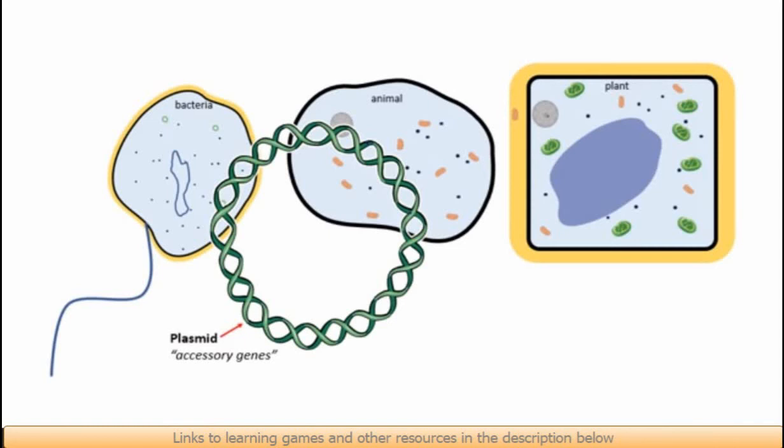A rather bizarre feature of plasmids is that bacteria can often swap them with each other, and so transfer the abilities afforded them by the plasmids.